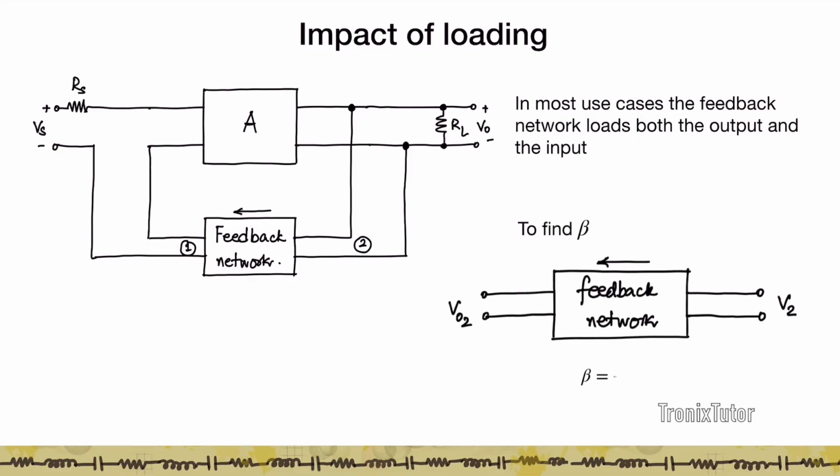So to find the beta, what we need to do first, we just look at the feedback network, identify the feedback network, apply a voltage at node 2, measure the output at node 1 when 1 is open circuited.